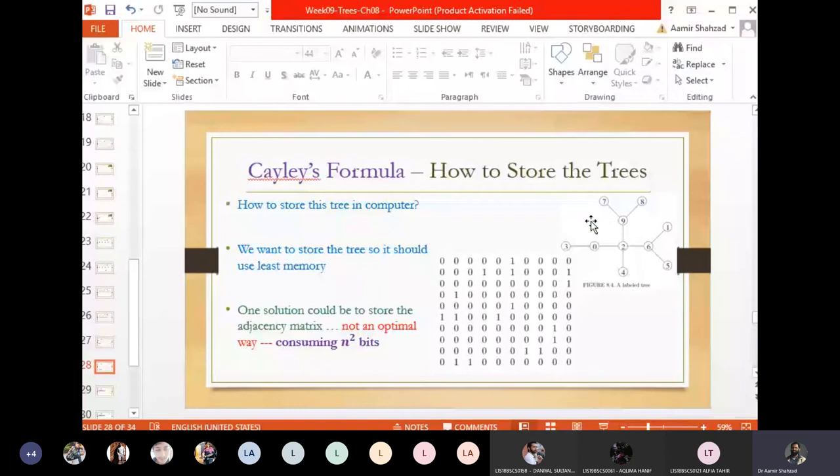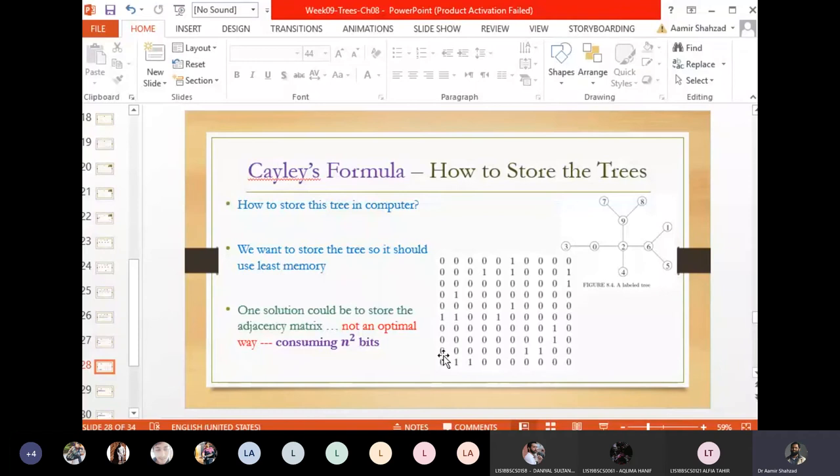For example, 7 and 9 are connected. So it means 7th row and 9th column should have 1. And similarly, 9th row and 7th column should have 1. 2 is connected to 0, 6, 4, 9. It means 0th row and 2nd column should be 1, 9th row, 2nd column should be 1, 4th row, 2nd column should be 1, 6th row, 2nd column should be 1, and so on.